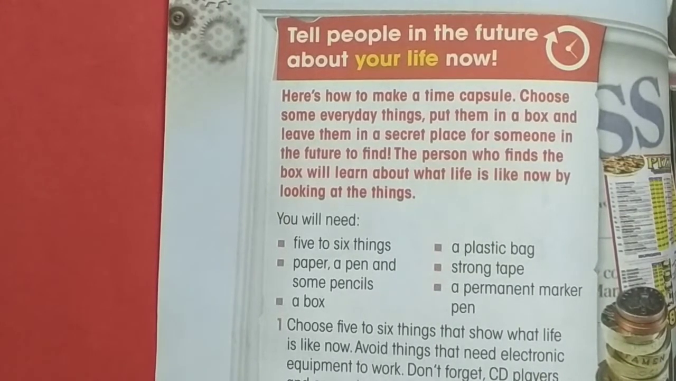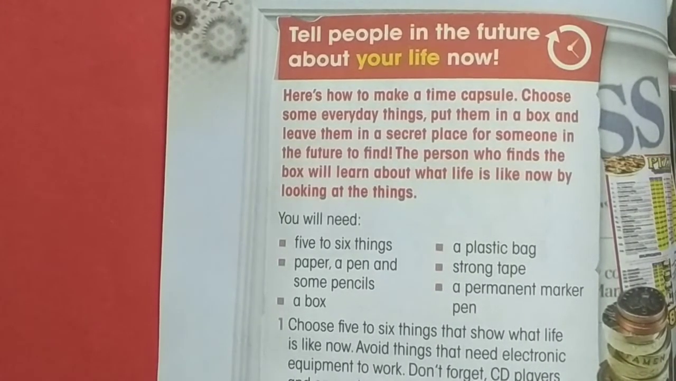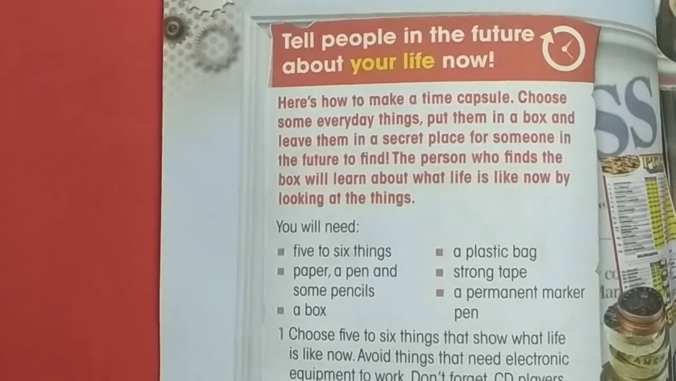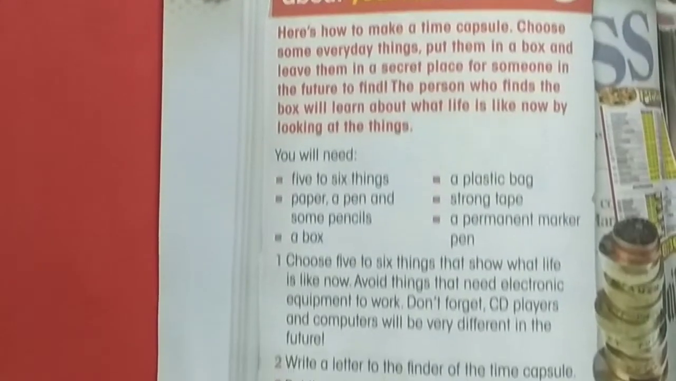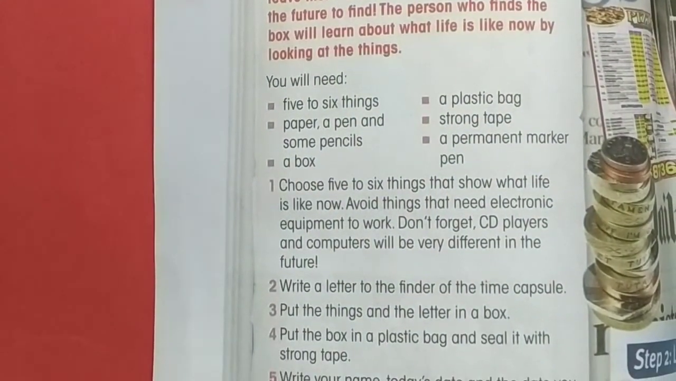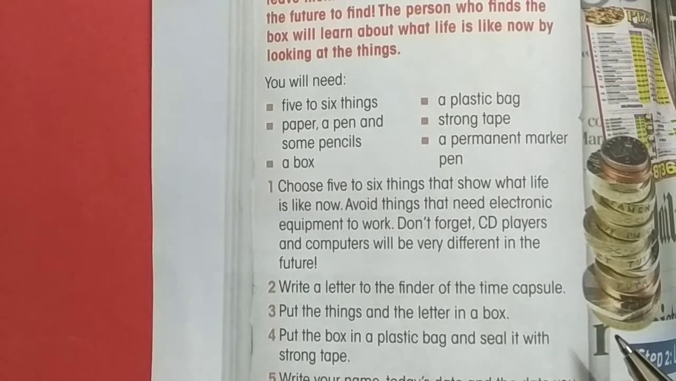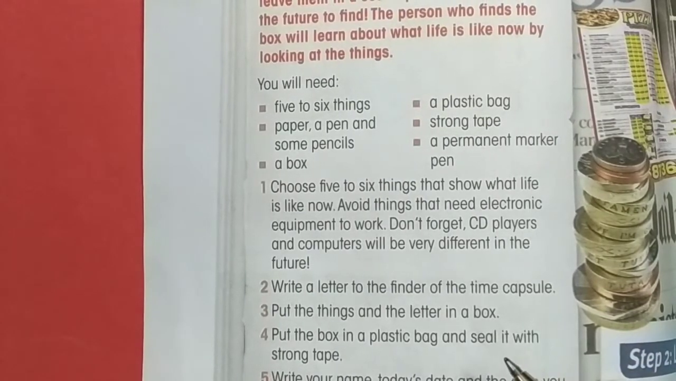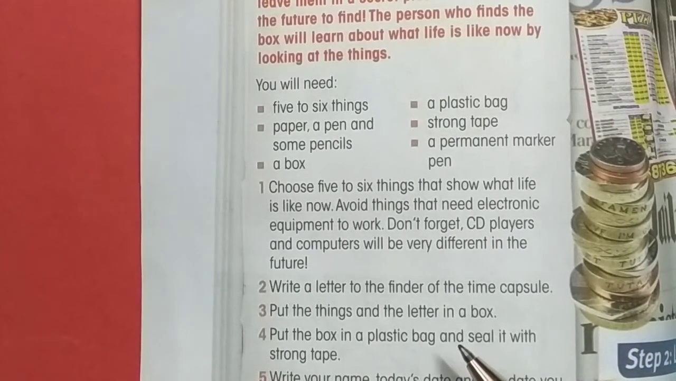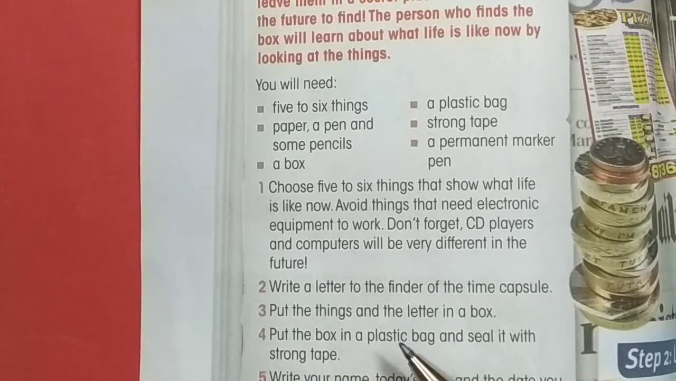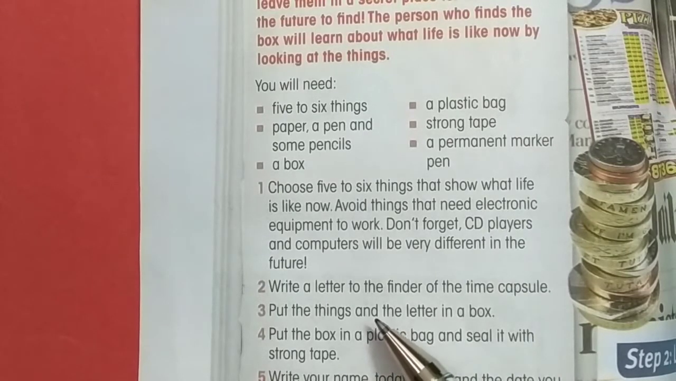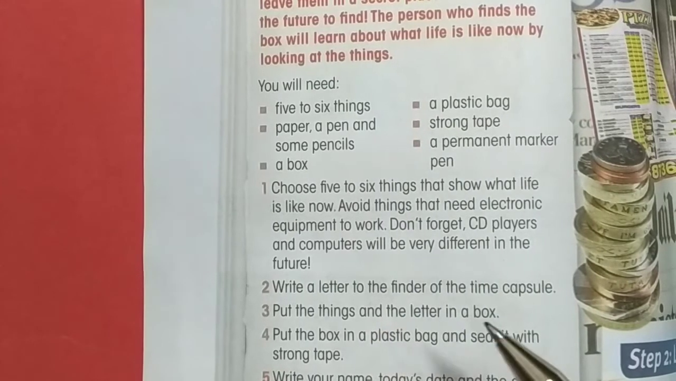And question 2, what will you put in the box with your chosen objects? Alright, then we need to look at instruction 2 here. It says, write a letter to the finder of the time capsule. So, well, your chosen objects are the 5 to 6 things. And again, you need to put in a letter. So the answer will be a letter.